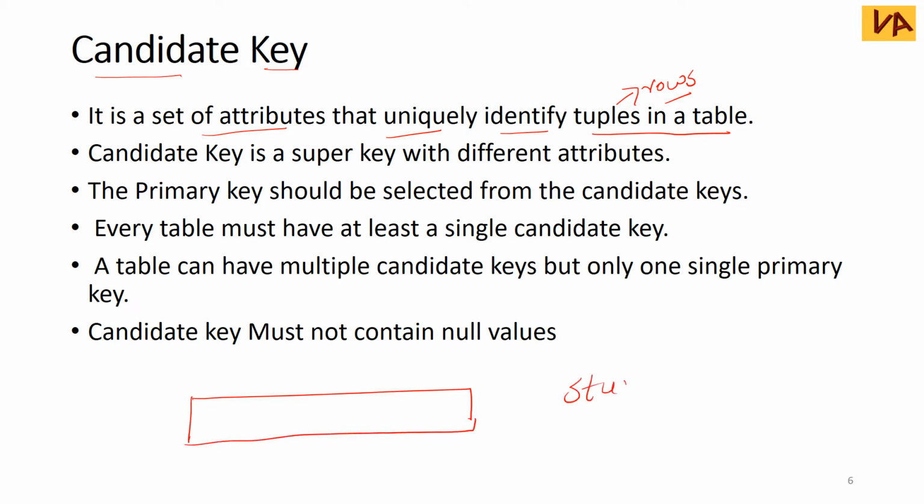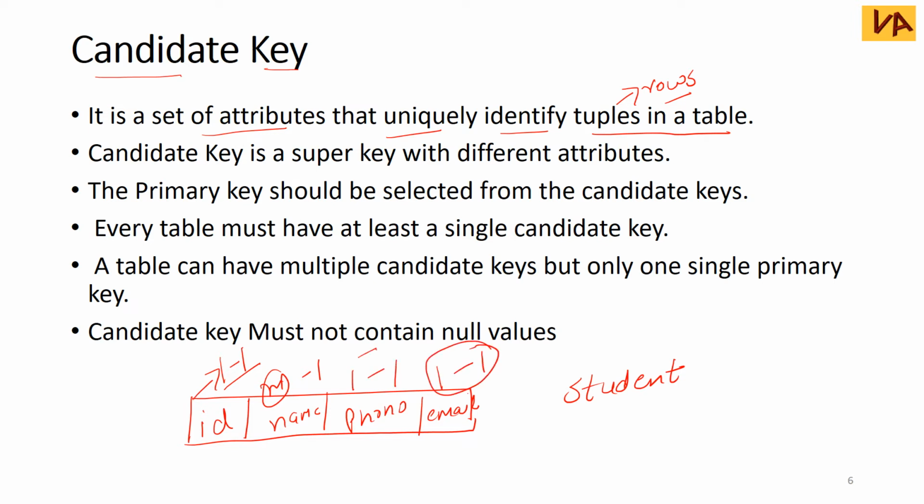For example, we have a student table where we have an ID column, a name column, a phone number, and an email ID. Now, as you all know, one person has only one ID, many persons can have one name, one person will have one phone number, and one person will have only one email ID. So these one-to-one relationship attributes will be your candidate keys. Why one-to-one? Because there will be no duplicacy of data.